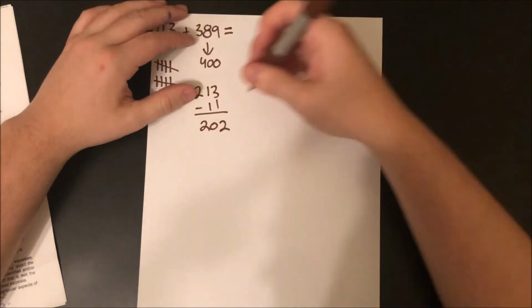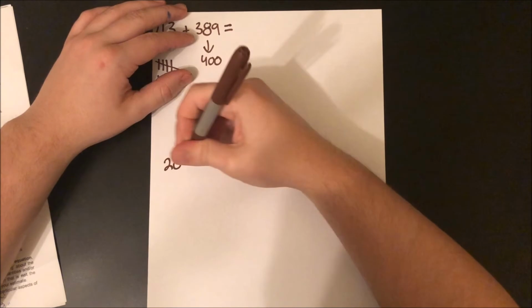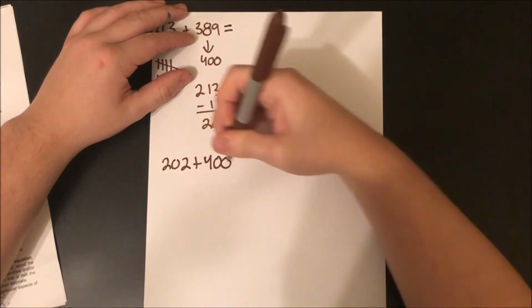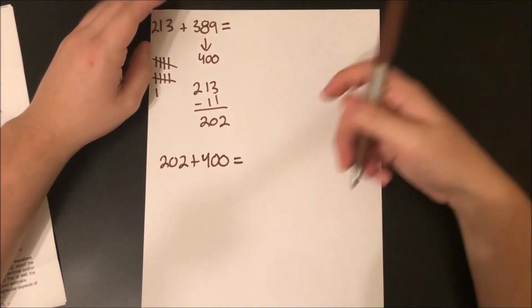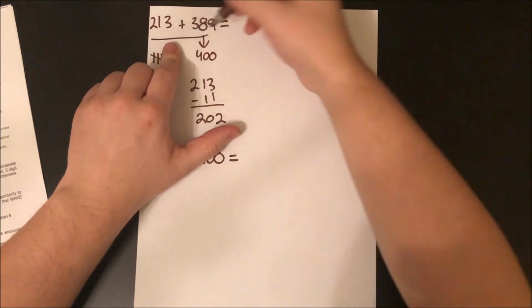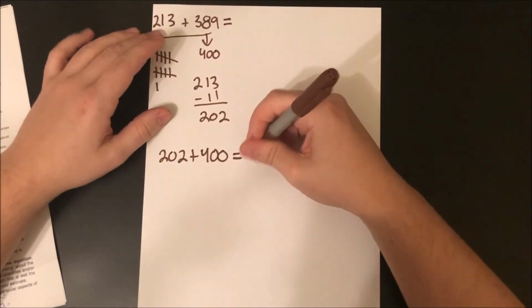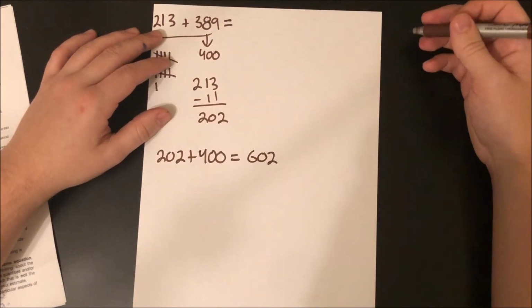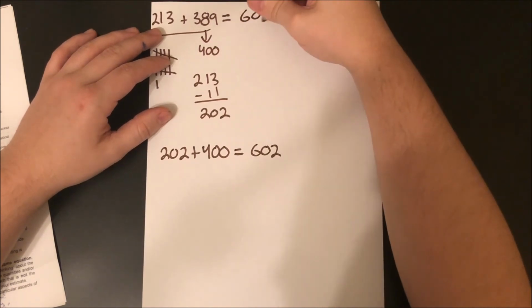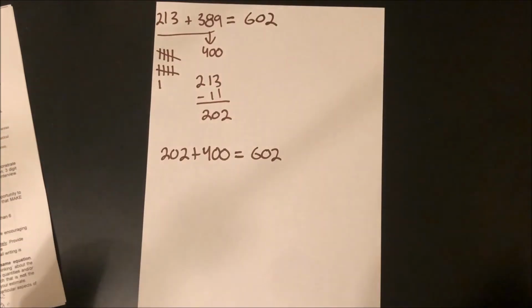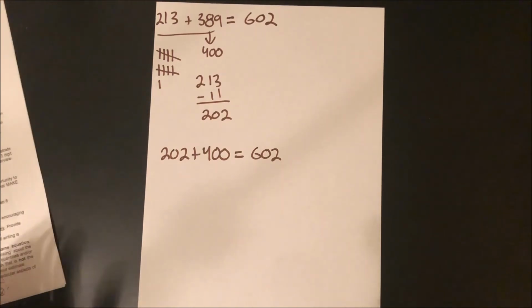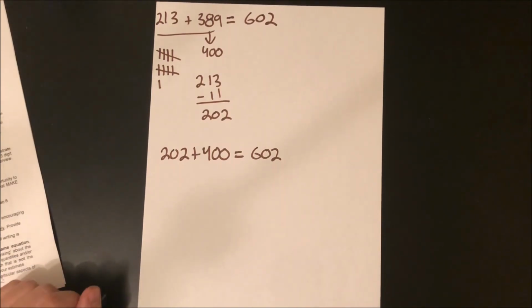And we know 389 is now 400. So we have 202 plus 400, which is a way easier equation than what we have up here. So 202 plus 400 is 602, which means it's the same answer up here. And that matches up with our other two answers using the base 10 blocks and partitioning. And it matches up with our estimation, which was 600. So perfect.